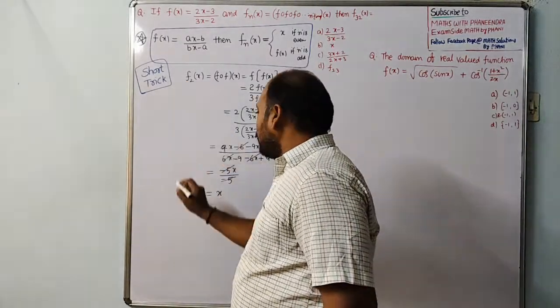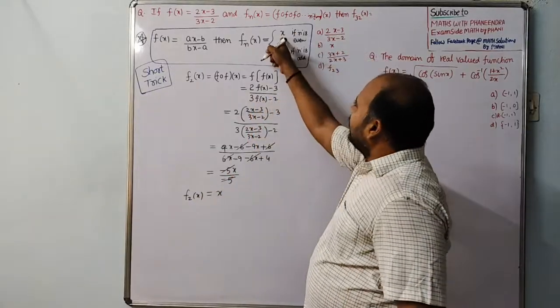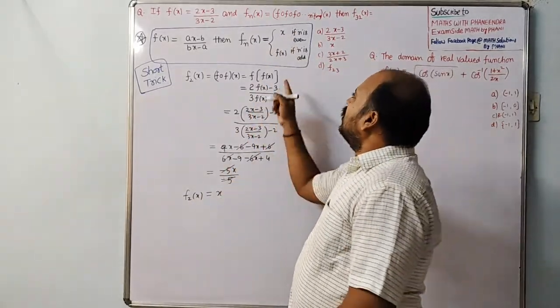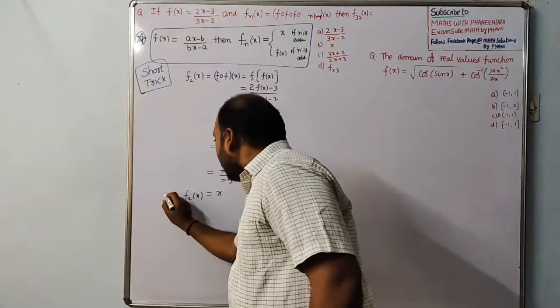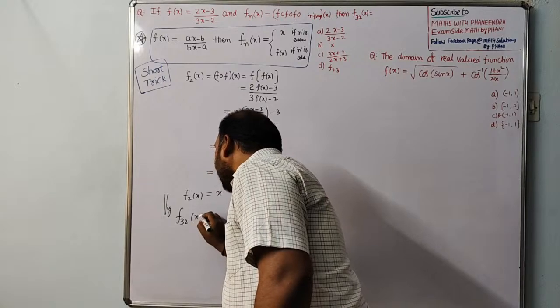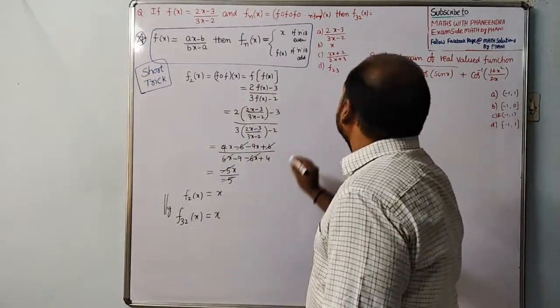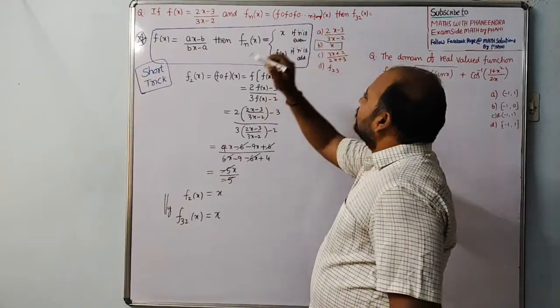n is equal to 2 is an even number, no? f2 of x, whenever it is an even number, it comes as x. So according to our question, similarly, f32 of x. 32 is an even number or odd number? Even number. So what is our answer? x. I hope you understand, dear students.